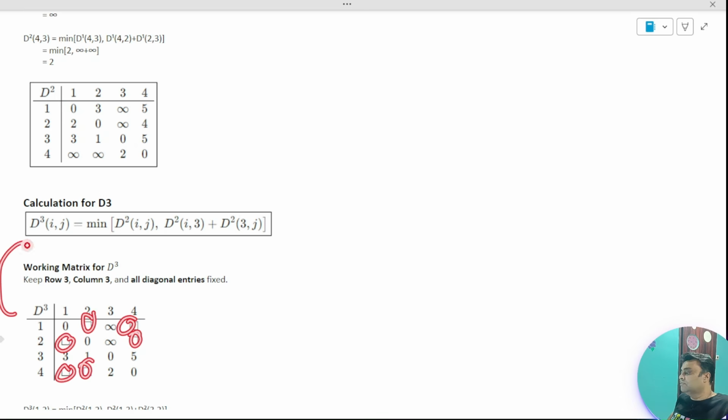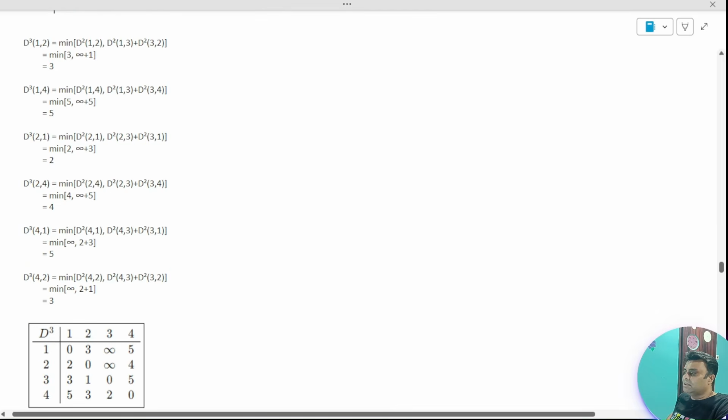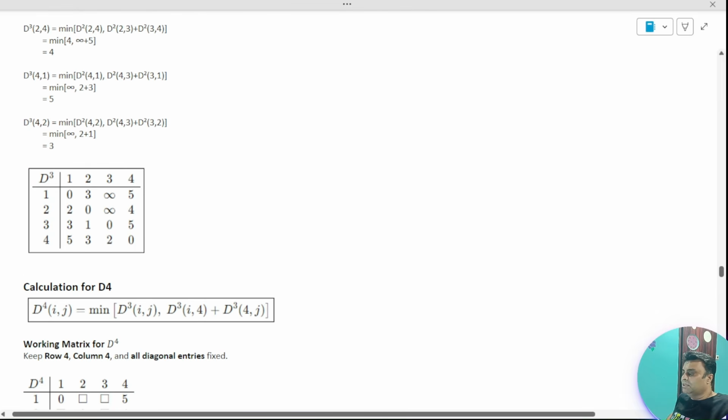How? Using this formula. We know that same formula. We will assume that because we are calculating D3, everything inside will come from D2, and we will just copy paste this and change this to D2, right? And then we will take Di3 and D3j, Di3, D3j, and that's it. With that, you will get the individual cells, put them here, and you will get your D3.